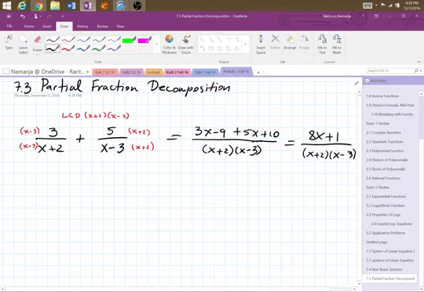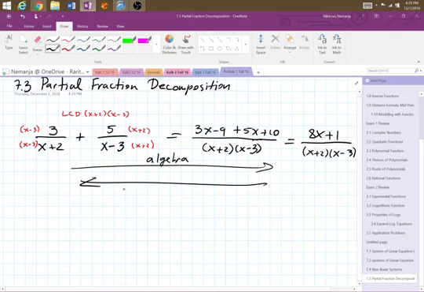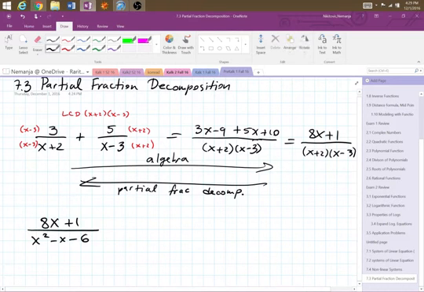So here is the procedure. I'm just going to write this way, algebra, and this way, partial fraction decomposition. So what am I trying to do? I am trying to take 8x plus 1 divided by x squared minus x minus 6. So the problem will look like this. This is how the problem looks when you are supposed to decompose it. Your first step is to factor the denominator, which will be 8x plus 1 divided by x plus 2, x minus 3.